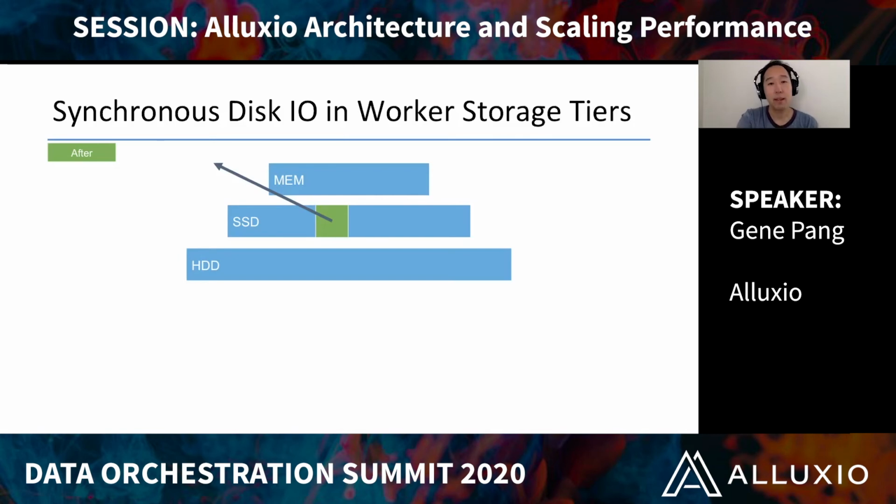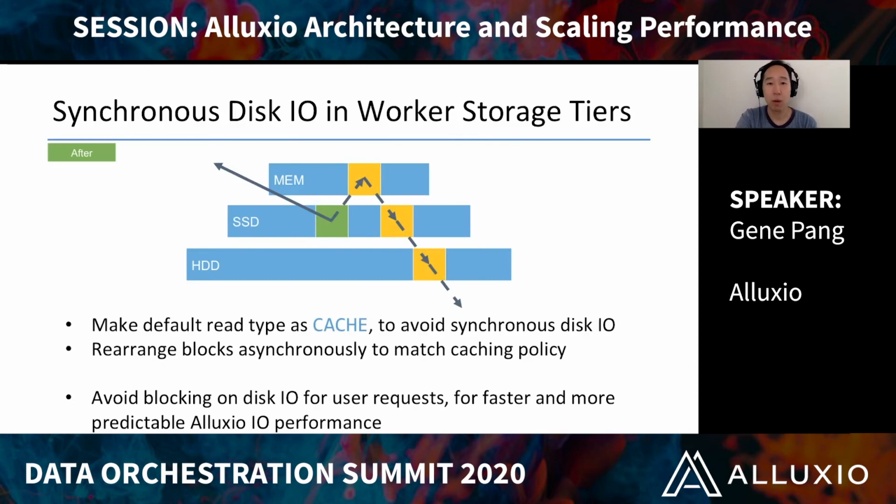And then once that's been serviced, asynchronously, so the client doesn't have to wait for this. So asynchronously, in the background, the blocks will be moved around so it's appropriate and matches the caching policy for the Alluxio worker. So in the background, the correct blocks will be moved up to the right tiers, and the other blocks will be sort of evicted out and moved around.